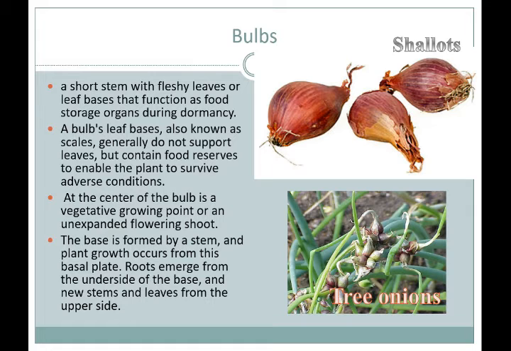At the center of the bulb is a vegetative growing point or an expanded flowering shoot. The base is formed by a stem, and plant growth occurs from this basal plate. Roots emerge from the underside of the base, and new stems and leaves from the upper side.